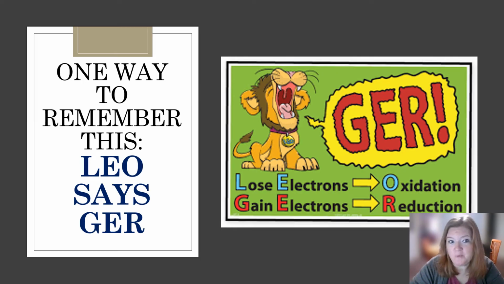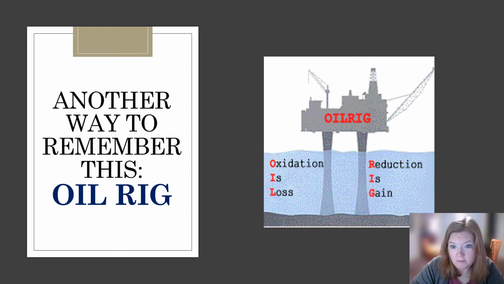Okay, remember this? One way to remember oxidation and reduction is LEO says GER. Lose electrons oxidation, gain electrons reduction. Another way to remember this is OIL RIG. Oxidation is loss, reduction is gain of electrons.